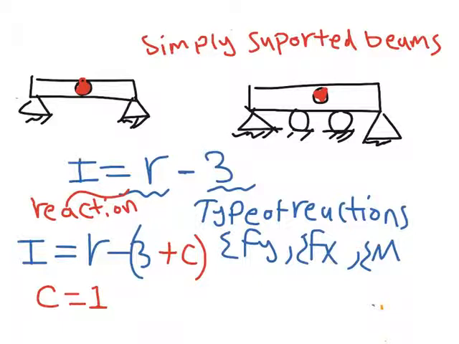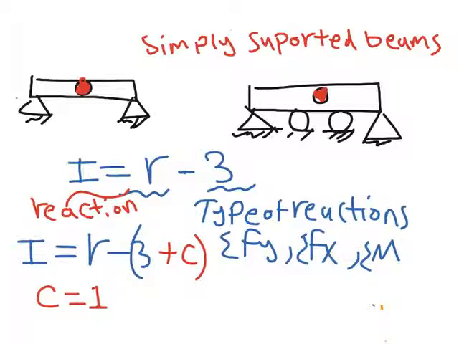For example, we have simply supported beams, and to check determinacy we calculate the value of I, and we use this equation: I equals R minus 3. R stands for reactions, and 3 is the number of types of reactions. What do we mean by the type of reactions? Type of reactions stands for sigma of Y, sigma of X, and sigma of moment. Okay?